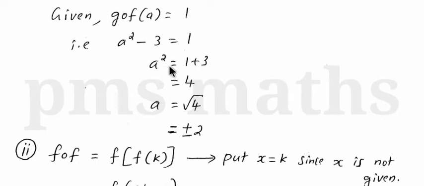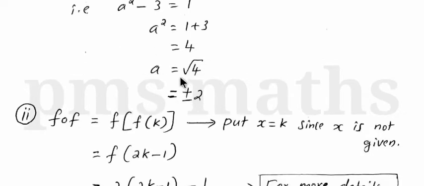Here a square is equal to, take this minus 3 to right side, becomes plus 3. Here 1 is there. Then add 1 and 3. We get 4. This is a square. Then find out a. Take this square to right side, becomes square root. Square root of 4. Square root has two values, plus and minus. Here root 4 is 2. Therefore a is equal to plus or minus 2. Now first one is over.